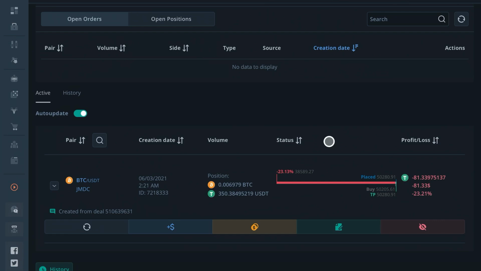So that's 2 ways that you can help your bot to escape from a deal that is going against your planning, against your configuration, and the market is moving against your desires. That is 2 ways that you can assist your bot by either adding funds manually or converting the deal to smart trade and allowing it to start new deals.